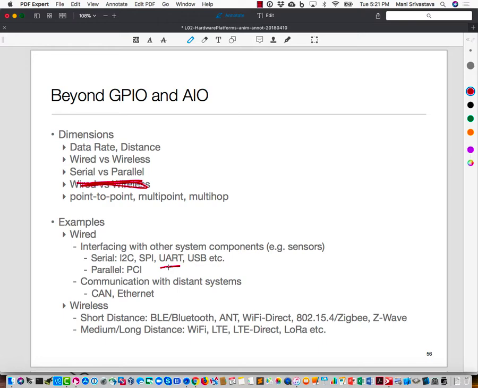802.15.4 or Zigbee is used by a lot of these smart light bulbs. It's a radio standard so that devices can talk to each other and they can hop. Like A can talk to B, B can talk to C. They kind of form a mesh network. Okay, so this is a mesh. And then Z-Wave is a very similar thing. It's a proprietary thing, and you will find that again in light bulbs and light switches and stuff like that.